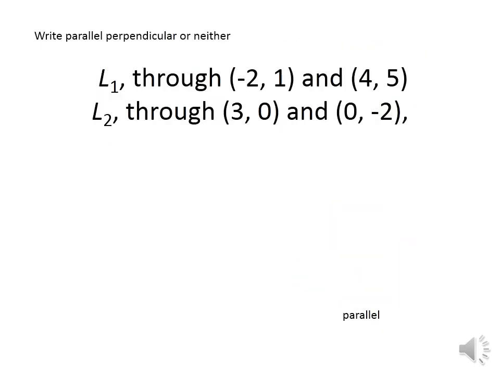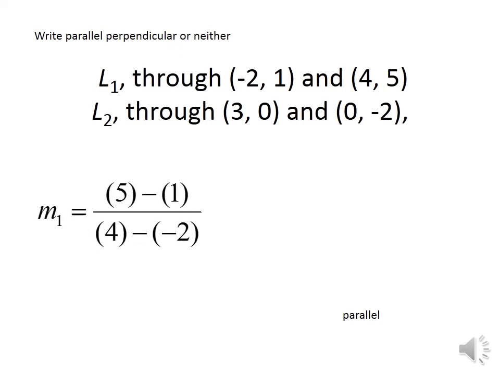Check whether the two lines are parallel if L1 passes through (-2,1) and (4,5), and L2 passes through (3,0) and (0,-2). First, find the slope of the first one. Apply the formula y2 minus y1 over x2 minus x1: 5 minus 1 over 4 minus (-2). Finally, it will be 4 over 6, or after simplifying, 2 over 3.